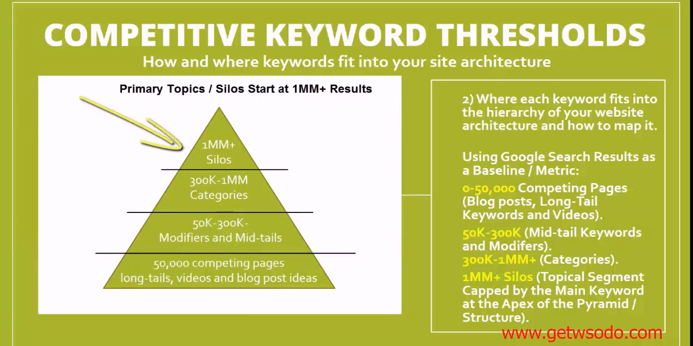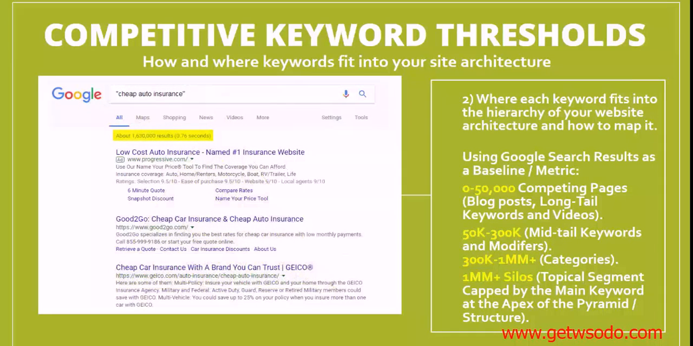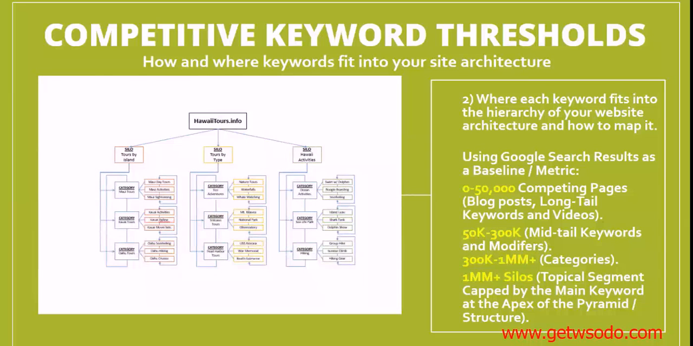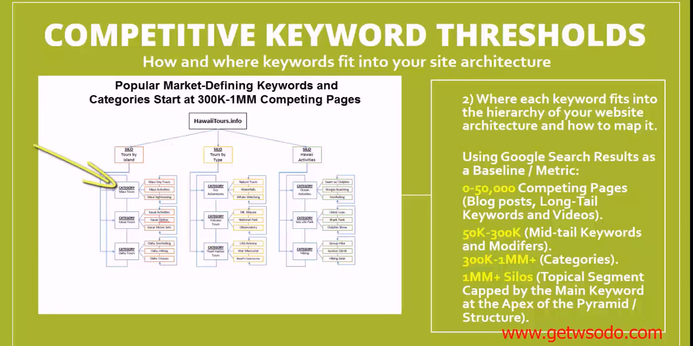Now, keywords that typically have more than 1 million competing pages are ideal silos. And if you recall, the way to find that out is to enter a phrase in quotation marks in Google. And that really means just your main topic. So it really does deserve its own topic, its own site segment. And then you're going to need to build out categories and supporting articles underneath it.